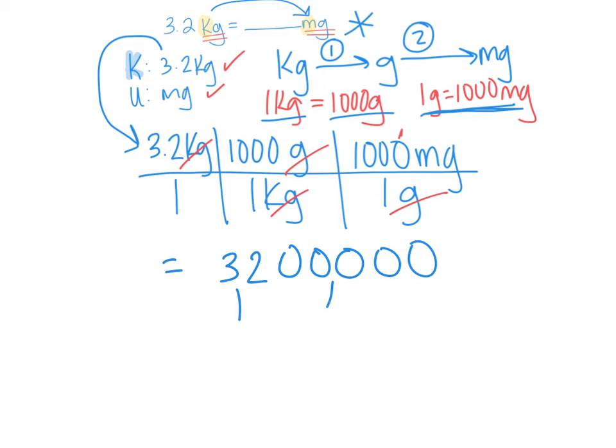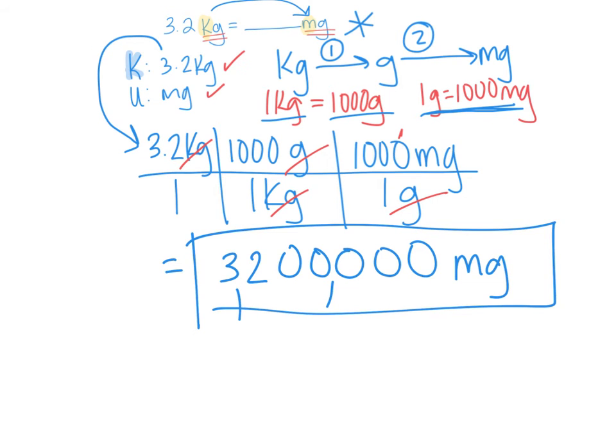Now, remember, if you just put a number, it's not 100% correct. You got to put your unit, and it always matches your unknown, which is milligrams in this case. Okay? Circle your answer, and you are done. So that was a 2-step metric conversion.